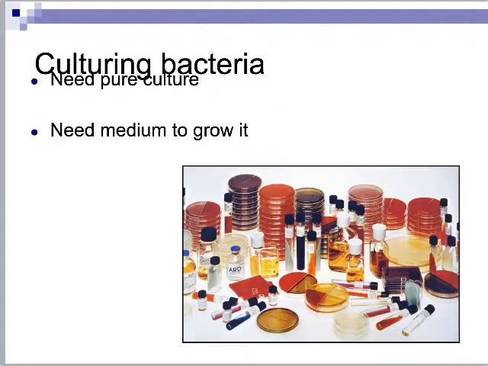Now whenever we culture bacteria, whenever we grow it, we want a pure culture, so we only want one thing growing in it. We need what we call medium or media to grow it. We want something that the bacteria can eat or can use for nutrition to grow on. This picture shows a wide variety of different kinds of media. It comes in different formats: we can have petri dishes, slants, or broth. There's an endless number of ideas that people have of how we can actually grow bacteria.